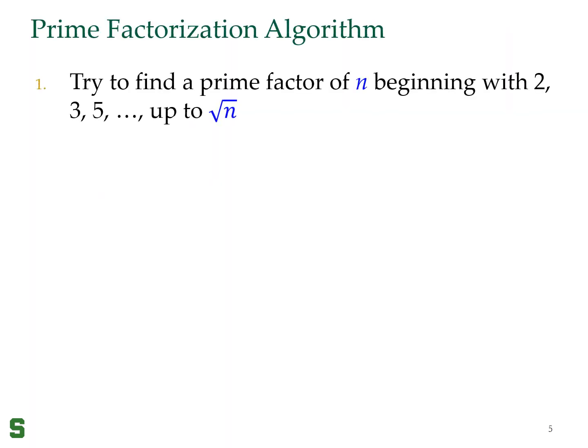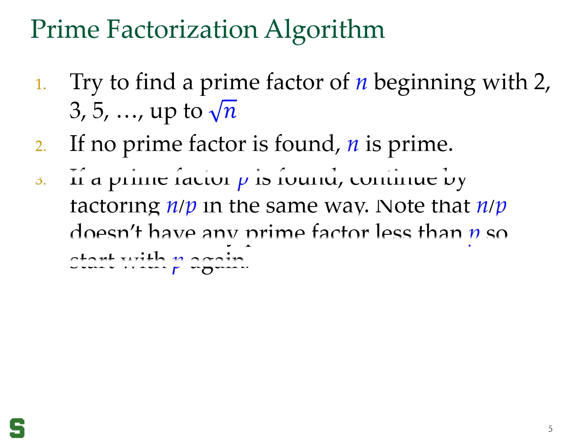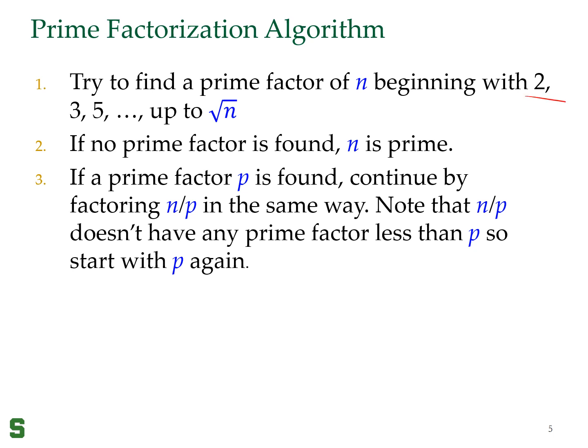Here is an algorithm for finding factors of a number. Again, I'm going to describe the algorithm, but it's not a very efficient algorithm. Essentially, we start with the given number n, and then we go through all the primes that we have, starting with 2, 3, 5 up to the square root of n. If any of them is a factor of n, then n is not a prime. Once we find the factor p, we divide n by p.